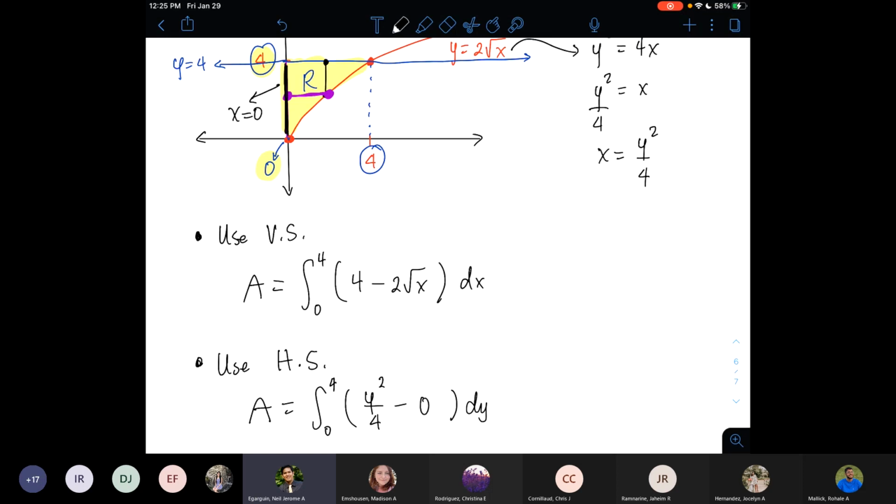Okay. And then if you are patient enough to calculate these two integrals, they will both give you 16 over 3. So it shows us that it doesn't matter what type of strip you use, you will end up with the same answer. And both of them are not that difficult at all. Though the one using horizontal strips might look a little bit easier to the eyes insofar as integration is concerned, because it's just a polynomial. Here you have a square root function, but integrating it is not a big deal either. So if you're given the choice, then you can choose which one is more convenient to you.